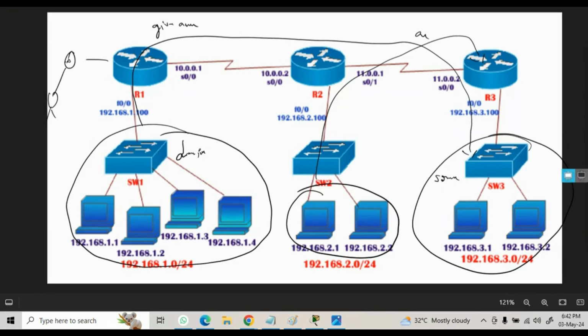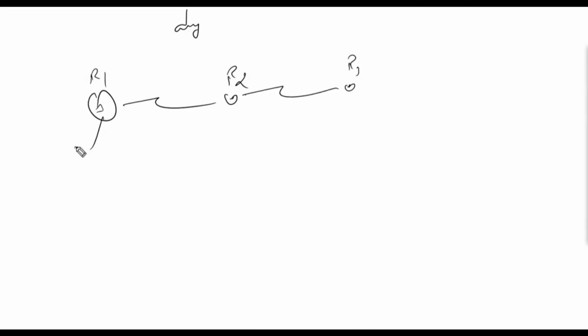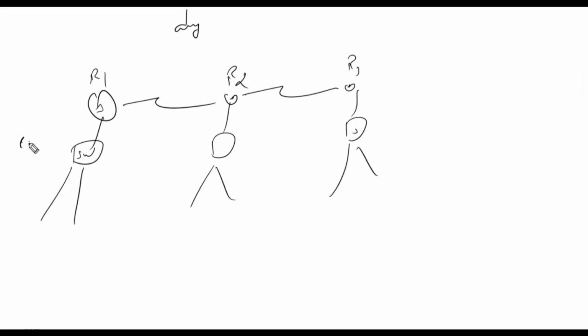Then always remember this. Whenever you give deny, for example, if this is my router R1, this is connected to R2, and this is connected to R3. I have this switch, again the switch is connected. Here I connected networks: this is 1.0/24, this is 2.0/24, and this is 3.0/24. I'm going to first deny, saying that any messages coming from 1.0 should not reach 3.0.